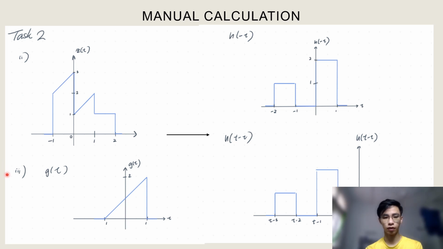For the third question, before carrying out any calculations, we have to modify the signals first, from g(t) to g(tau), and then from h(t) to h(-tau), which is the time inversion, and then time shifted with t. So this is the output.